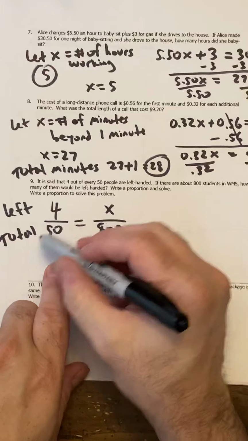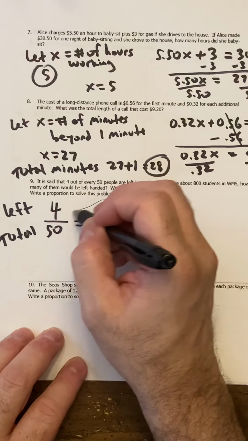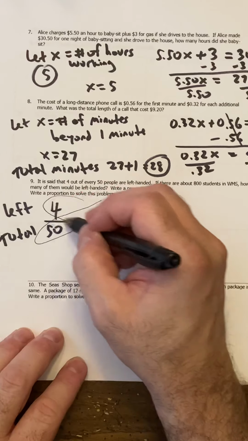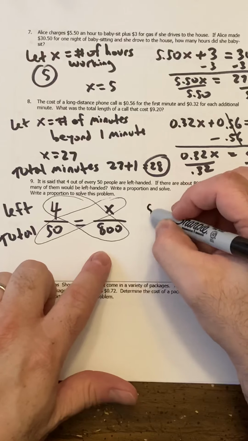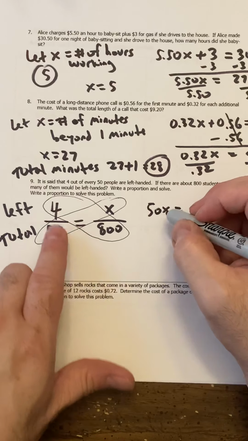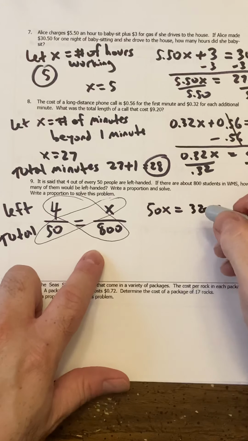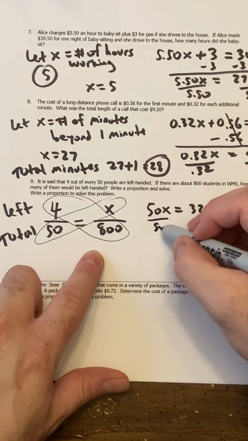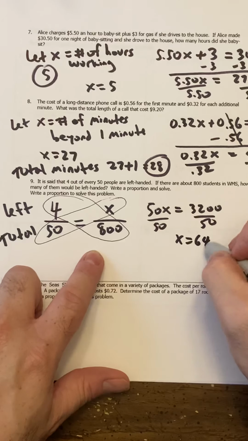Now we cross multiply. I'm just going to do this with a thinner pen so I don't write over everything. We're going to cross multiply this way because it's a proportion. So you get 50 times x is 50x, and 4 times 800 is 3,200. And we divide both sides by 50, and you're going to get x equals 64.